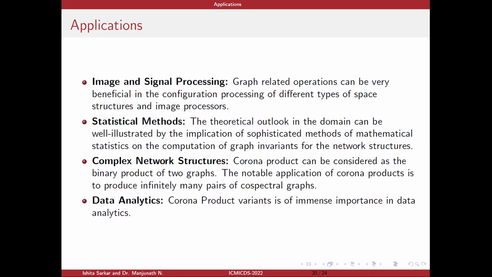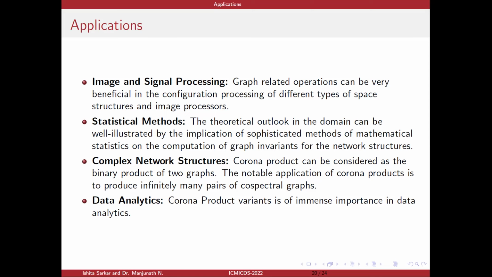Statistical methods, we use the linear regression analysis, which is a very sophisticated method of mathematical statistics, in order to understand how well the topological indices which we have taken in our study are correlated with the characteristics of the traits of the network structures. The complex network structures, here we have seen that we start with some two simple graphs, and what we get as a result of the graph operation is something which is a complex network structure.